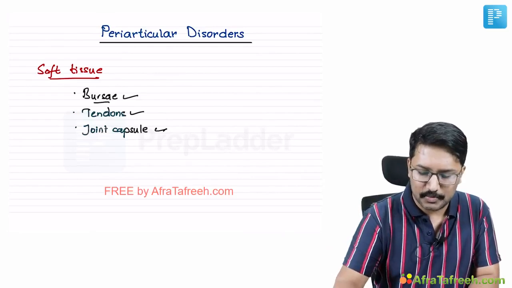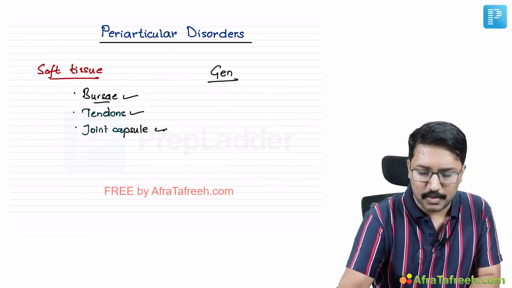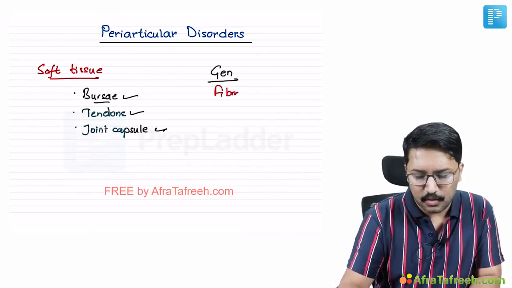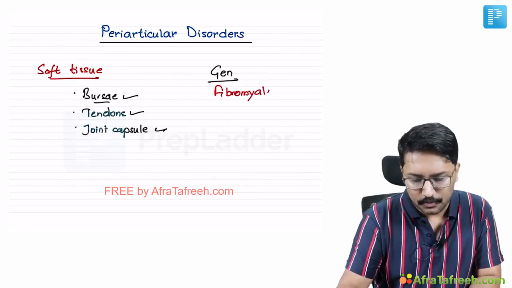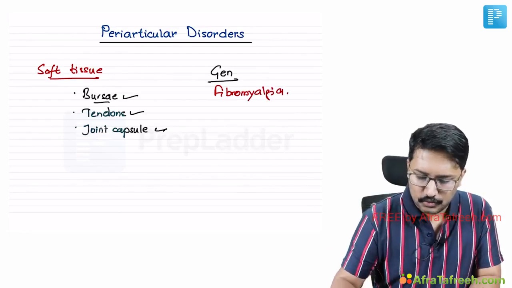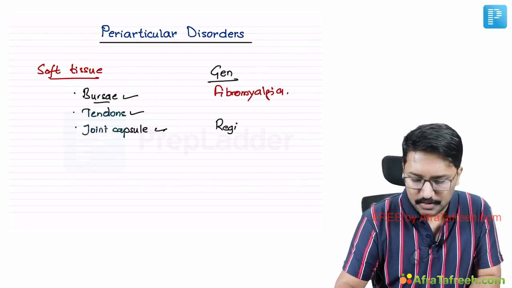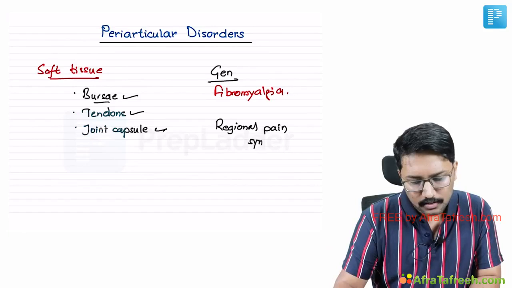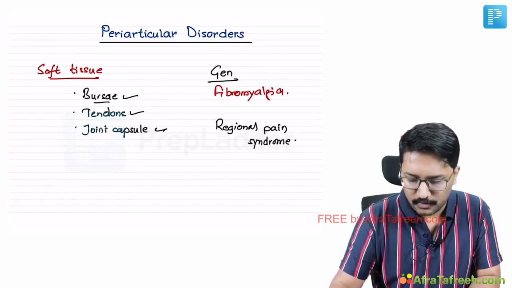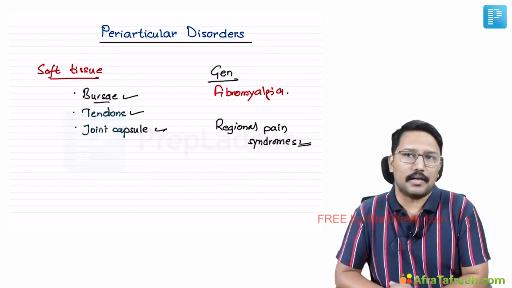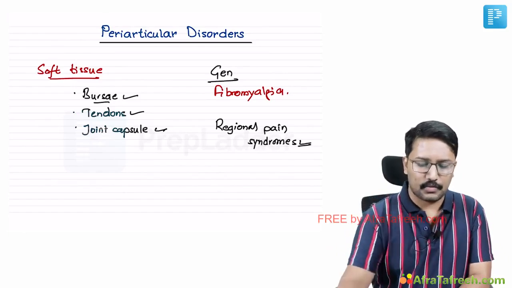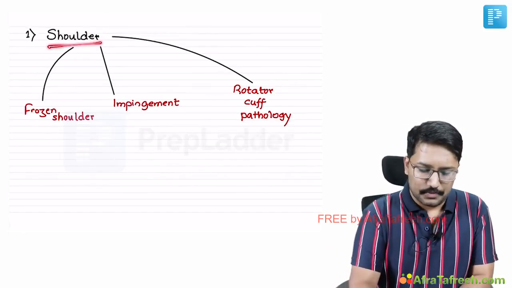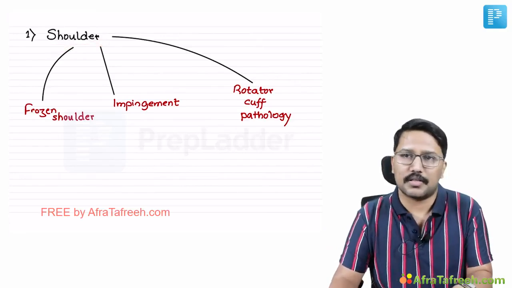So when we talk about generalized pain syndrome, the first thing that comes to our mind is fibromyalgia. This we have already addressed in a separate video, right? Now today our focus will be on regional pain syndromes. So let us go through these regional pain syndromes one by one, taking one region at a time. The first regional pain syndrome we are discussing is the shoulder joint, right? So the shoulder joint is our first area.